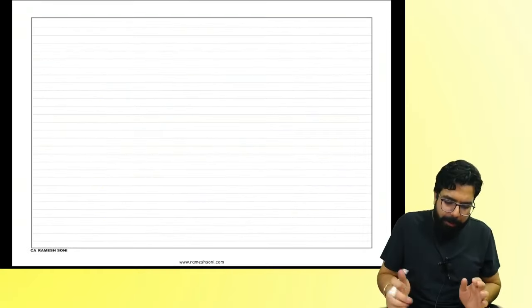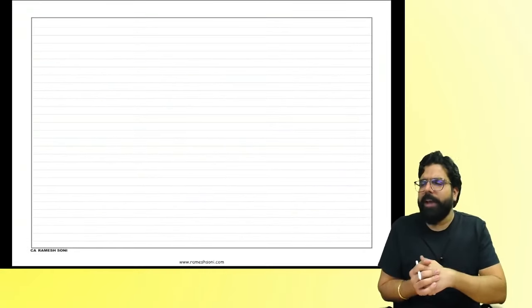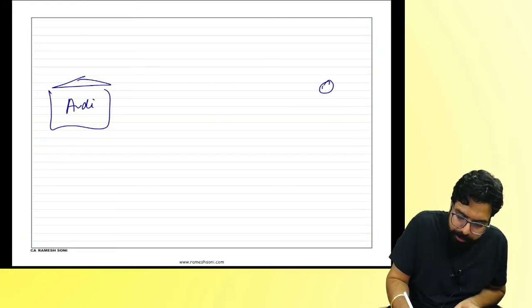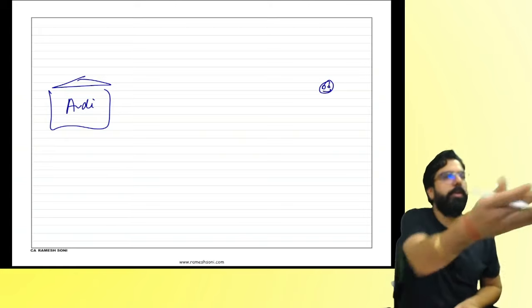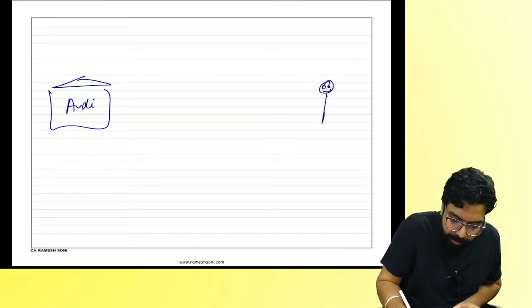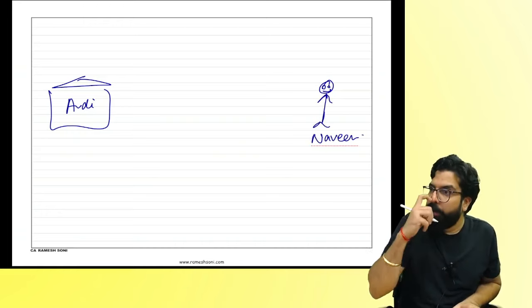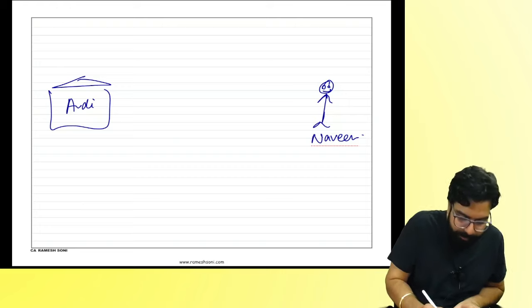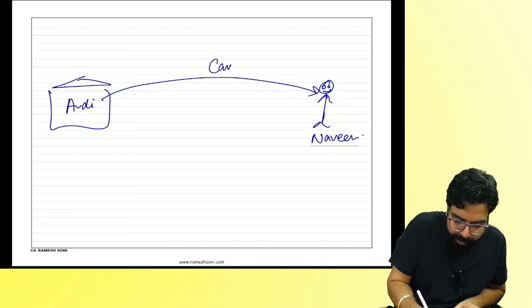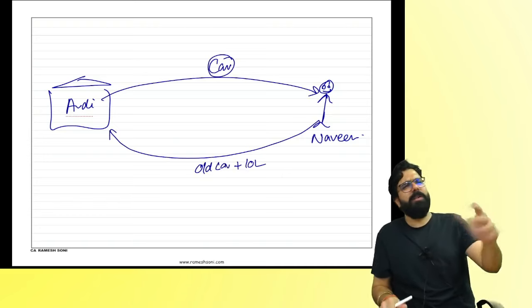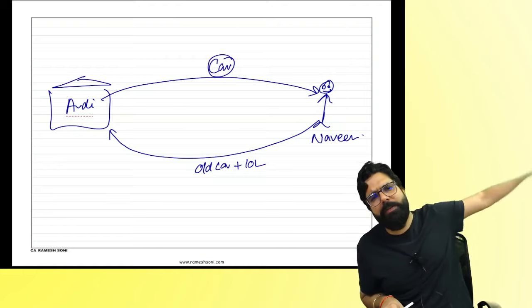Chalo, I'll give you one more example. Barter done, now we will understand exchange. In exchange, for example, this is a car showroom, Audi. This is Naveen. Naveen went to Audi and told them, I want a car. They gave him a car. He told them, no money, but I will give you my old car, plus 10 lakh. He did not have 50 lakh, but he gave his old car and 10 lakh.